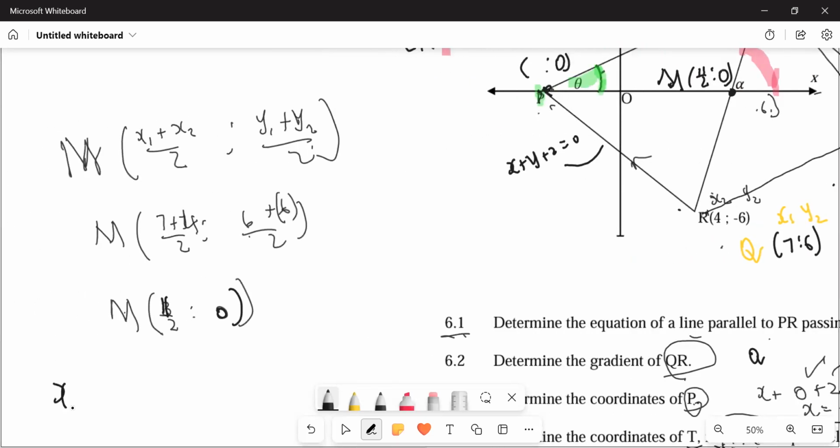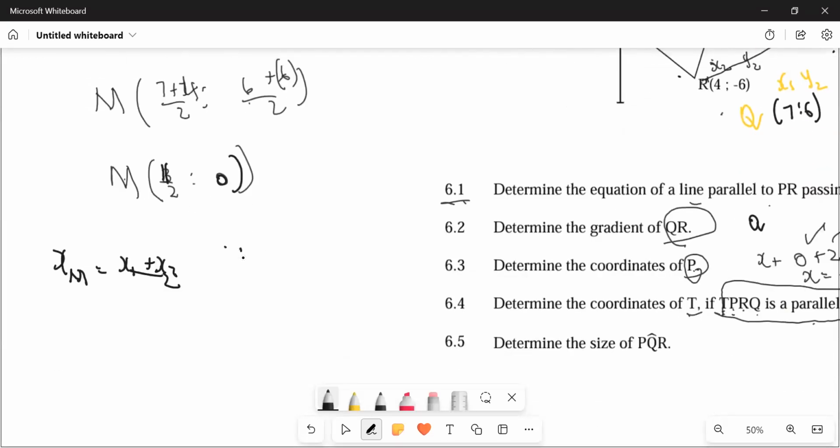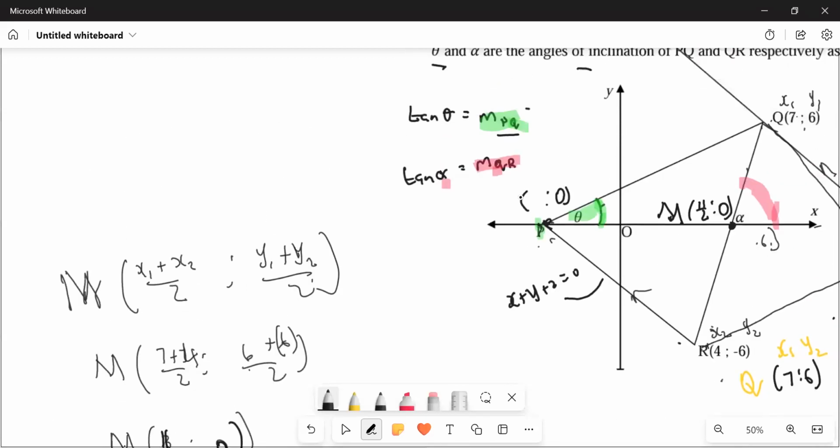They're going to say X of the midpoint is going to be given by X1 plus X2 divided by 2. And then they will also use something like this. They will say Y of the midpoint is going to be equal to Y1 plus Y2 divided by 2. So if you are given something like this, you come and say, okay, but this one we already know. We know it as minus 2 again.